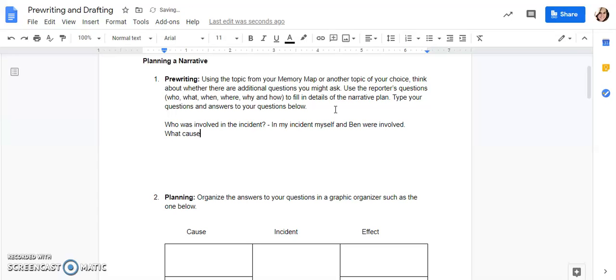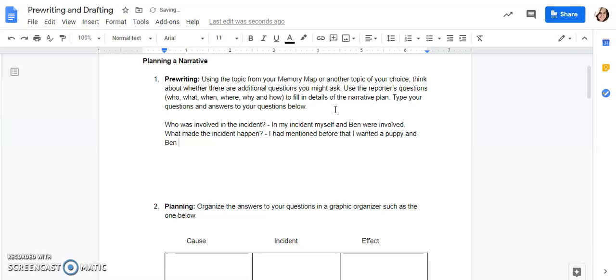What made the incident happen? So my incident, remember, was the decision to get a puppy. So what made the incident happen was I had mentioned before that I wanted a puppy, and Ben had a dog before but didn't anymore. So we discussed getting a dog.